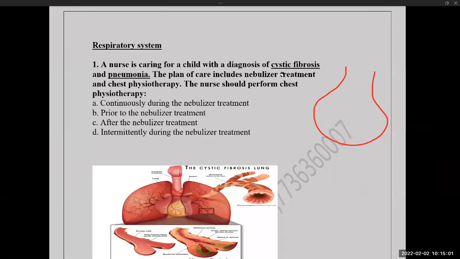Pneumonia questions come up often, so remember. What is the physiology of pneumonia? Secretions will be formed in alveoli, and they become thick exudates. Thick exudates means very thick secretions. That alters the gas exchange. So the answer for this question is after nebulization. After 15 minutes of nebulization, chest physiotherapy is possible.